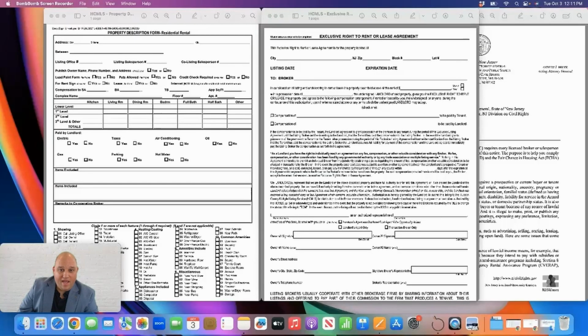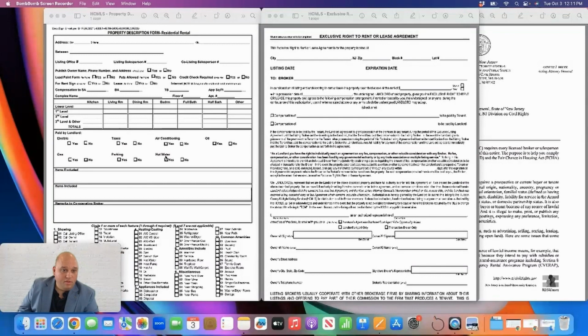Once you've hired an agent, you're going to be signing a listing agreement where you are hiring that agent to exclusively represent your property for rent for a certain period of time. I'm going to quickly go over the rental paperwork. I will link these listing documents down below for you to review. These are the standard rental documents for listing a property for rent in the Hudson County MLS. So I'll just go over them with you here.